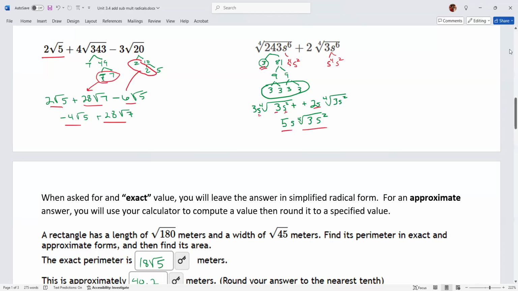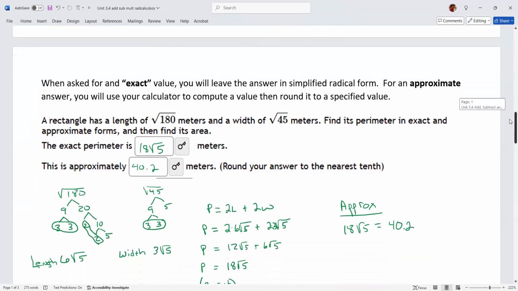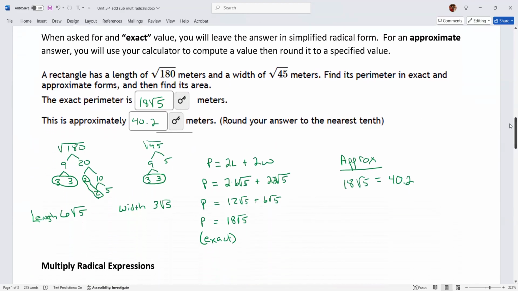Okay, you can see some problems, a little bit of kind of perimeter. And so here, these problems ask for the exact perimeter and the approximate. Now remember, the most precise answer is leaving it in radical form. Okay, so perimeter, the formula for perimeter of a rectangle is 2 times the length plus 2 times the width.